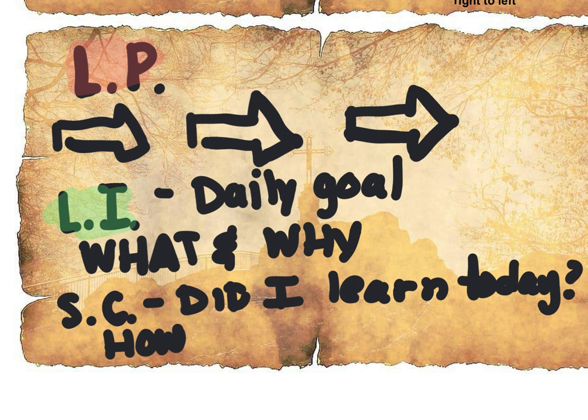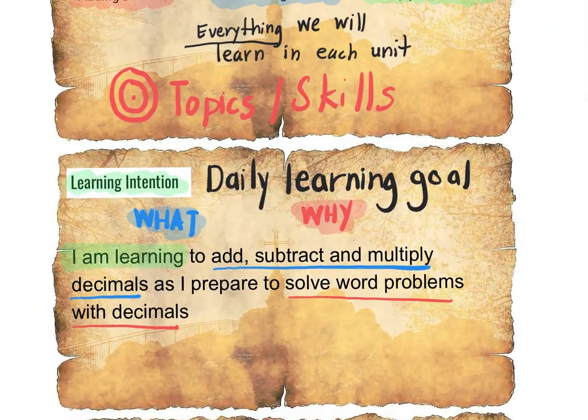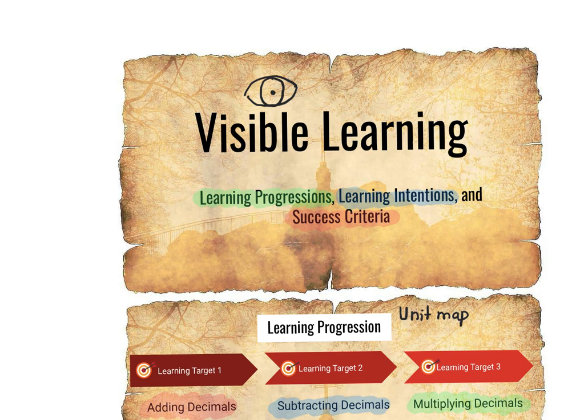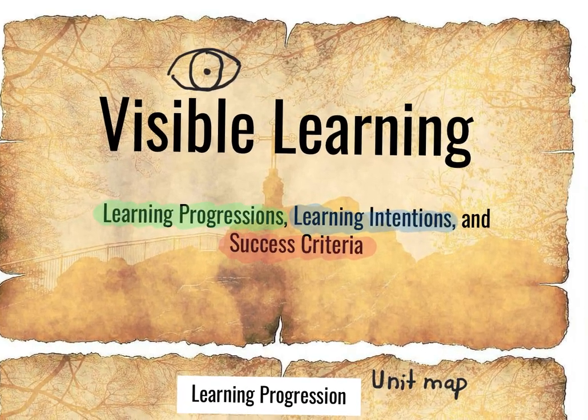So I'm hoping that you have a good beginning understanding of what visible learning means. Don't forget, visible learning is when you can see the learning in action. You know what the goal is. You know how you know if you learned. You always know what you're learning and why you're learning it.